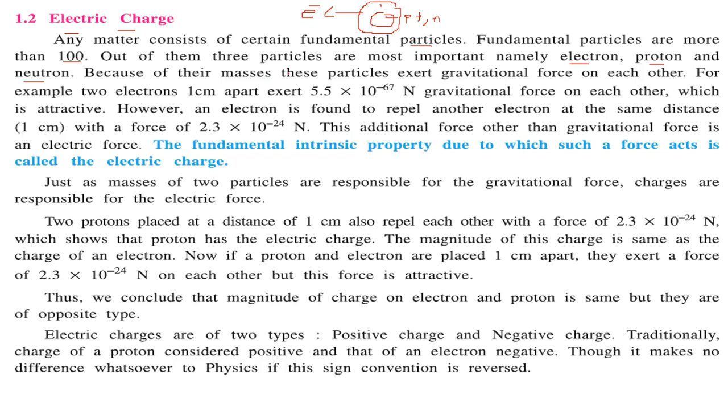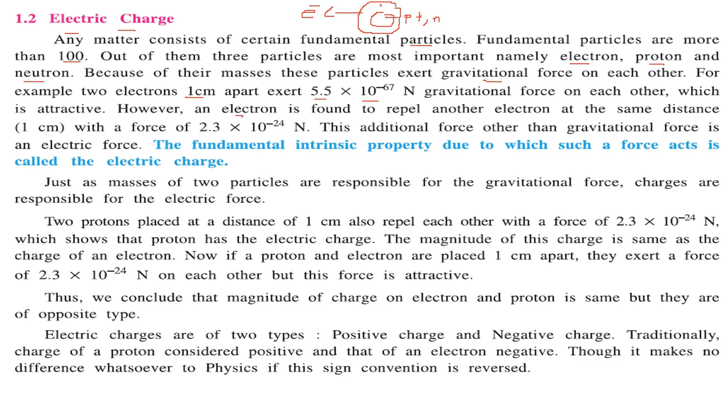Because of the masses of these particles, they exert gravitational force. We know there is always a gravitational force. For example, 2 electrons kept 1 centimeter apart exert 5.5 into 10 to the power minus 67 Newton gravitational force on each other, which is attractive. Gravitational force is always attractive.